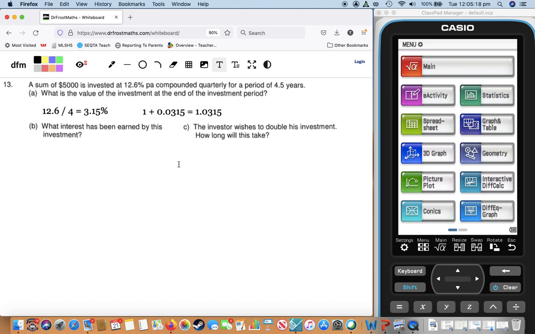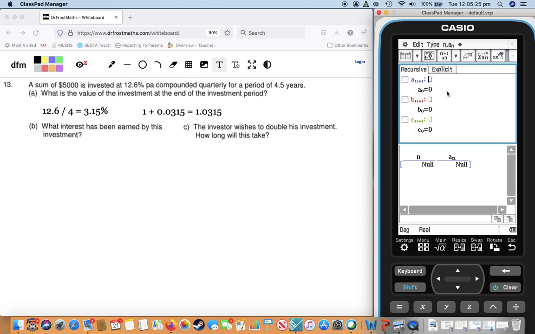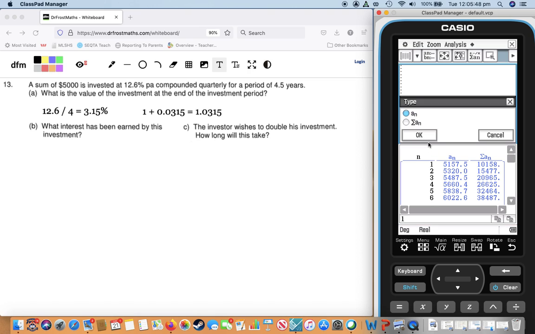1.0315. And then finally, I'm going to go over to sequences on my calculator and write the sequence out that we use for this scenario. So if we're increasing it by 3.15% every quarter, it's going to be Tn+1 equals 1.0315 times Tn. And the initial term is 5,000. We start with $5,000. I tick that box and graph some of the values.